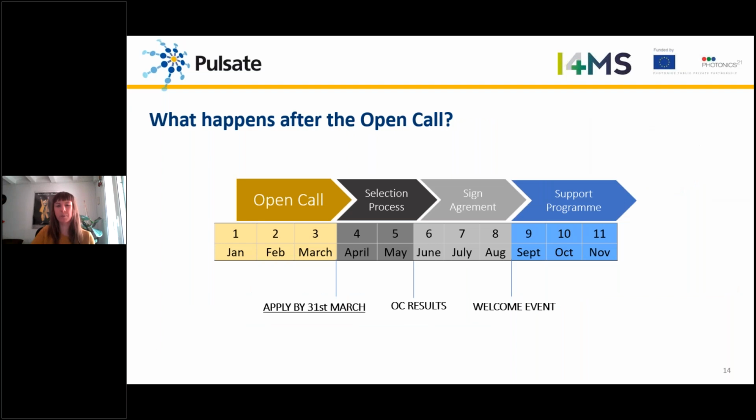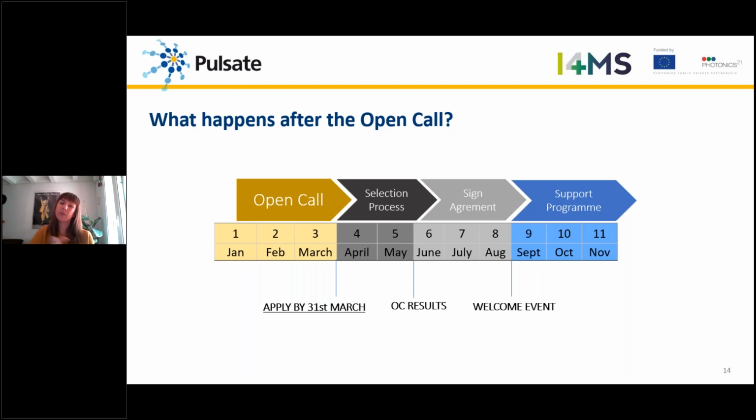Here is just the timeline. As you know, the application is until 31st of March. Then we'll have 2 months for the selection process. In April, we'll do the external evaluation, and in May, the consensus meeting. So by the end of May, we should have the open call results, okay, that we publish always after the legal review. So that's why usually it takes a bit more time.